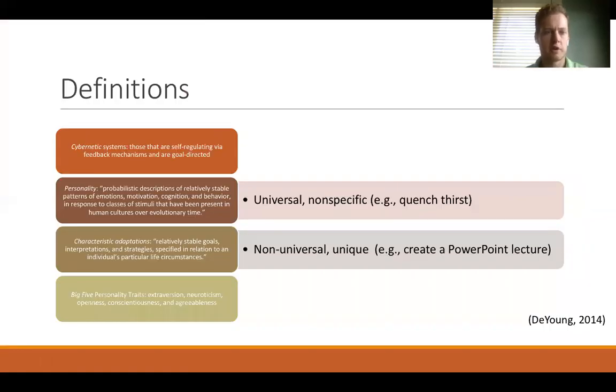So first, we're going to go over some definitions. First, we'll talk about cybernetic systems. Cybernetic systems are those that are self-regulating via feedback mechanisms, and they are also goal-directed. So they have an aim, they have something they're shooting for, they're going along and they receive information from the environment and things that are built within them that allow them to make progress towards that goal and reroute when necessary. A good example of this would be an autopilot system in an airplane.